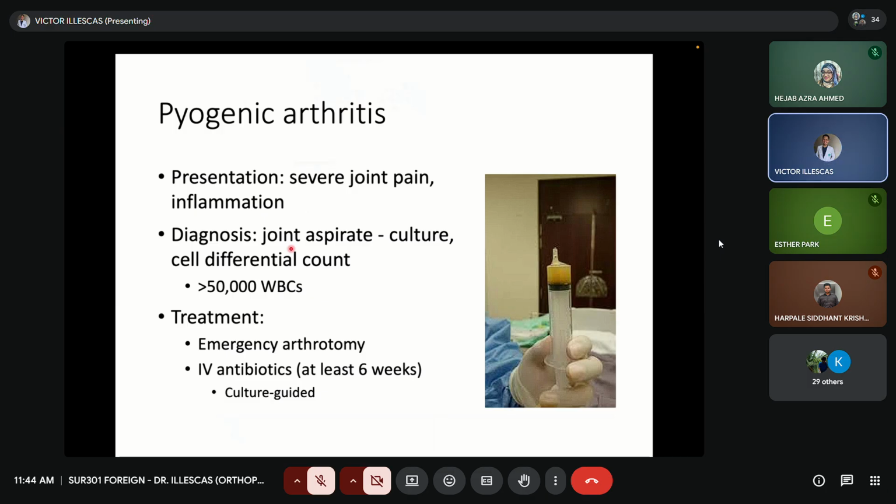Remember this, because this is one of the emergency procedures that we orthopedic surgeons usually receive. So the treatment will be an emergency arthrotomy. Of course, when you're treating an infected joint, the treatment will be to do an emergency arthrotomy, followed by IV antibiotics, which should be culture guided.